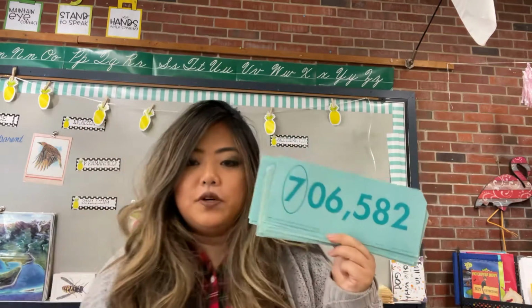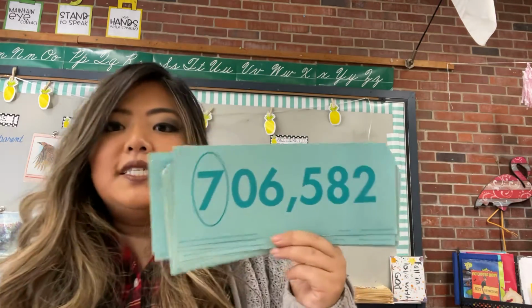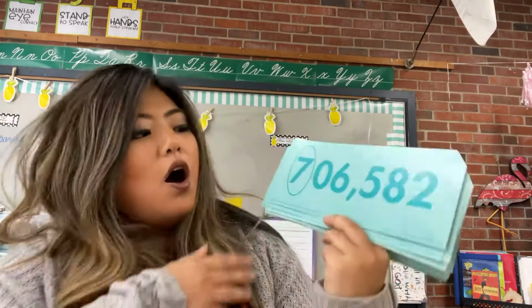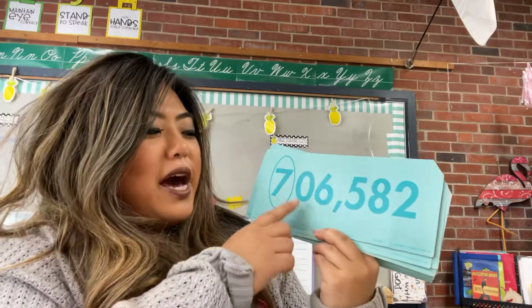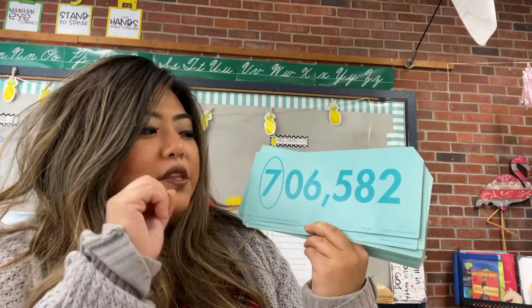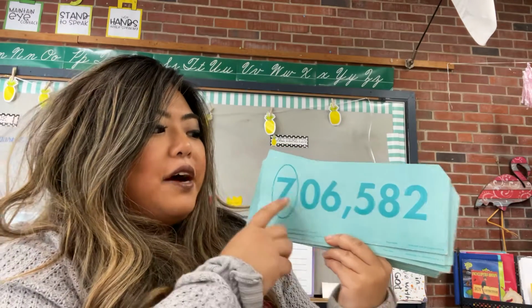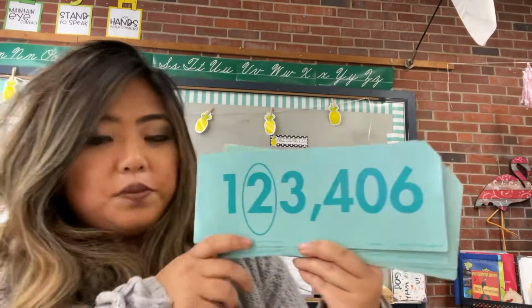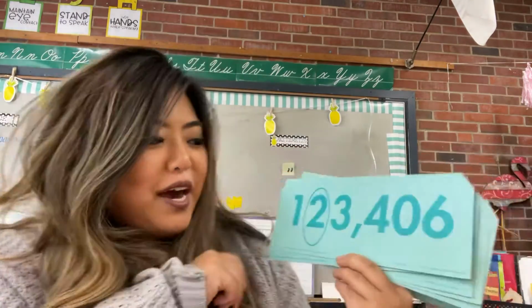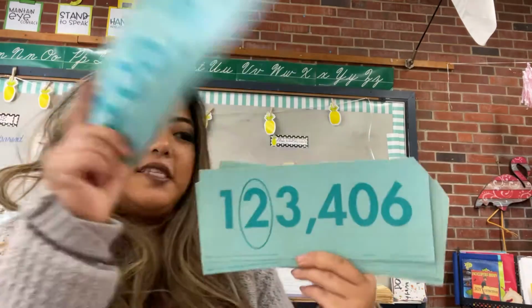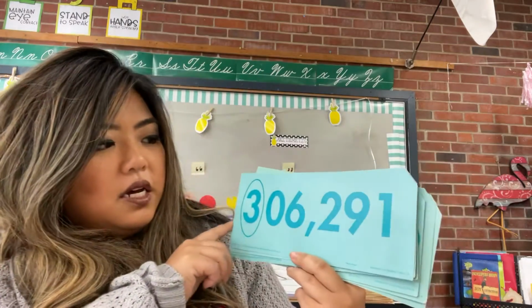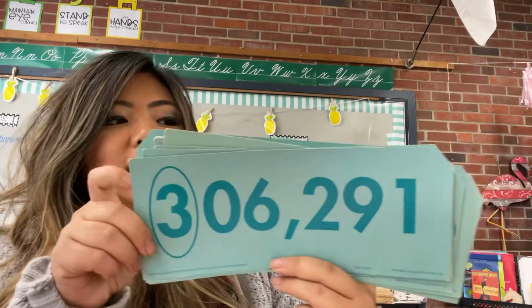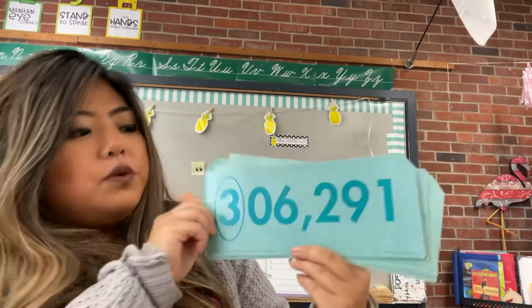706,582. Add 10,000, and you get 716,582. All you're doing is just adding another digit to the 10,000s place. What about this one? This would be 133,406. This would be 316,291.